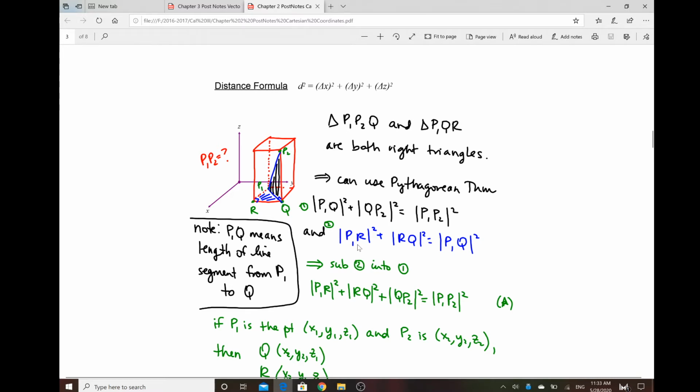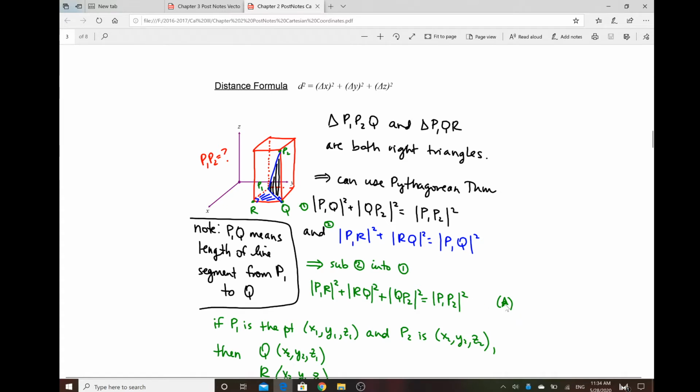And then the second equation: (P1R) squared, which is just the line segment here, plus (RQ) squared. Here's that line segment. Once you take the square of these line segments, we get (P1Q) squared. Once you substitute equation 2 into equation 1, you end up with this: (P1R) squared plus (RQ) squared plus (QP2) squared equals (P1P2) squared.